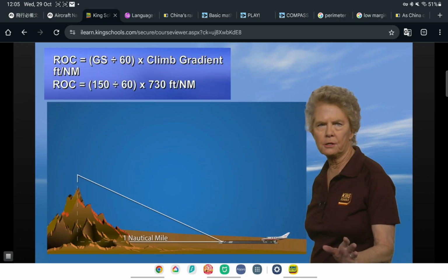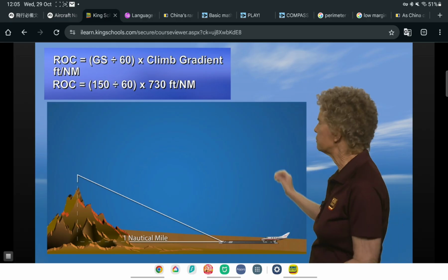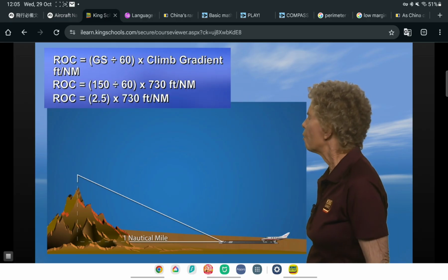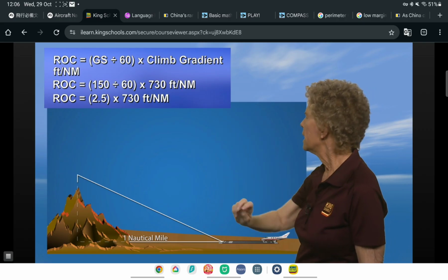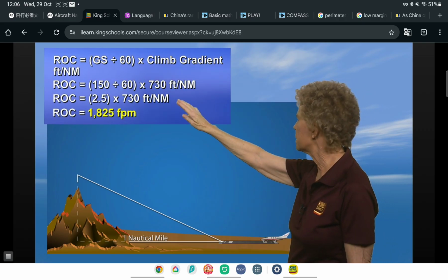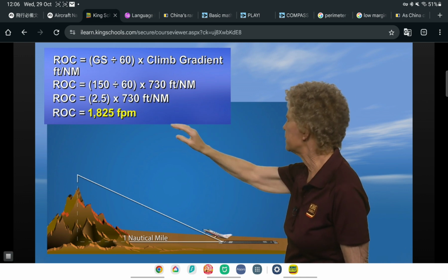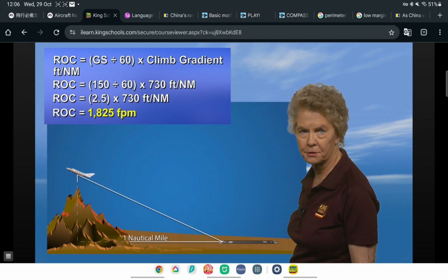Now just plug in your ground speed of 150 knots and the 730 feet per nautical mile climb gradient. 150 divided by 60 is 2.5, and 2.5 times 730 is 1,825 feet per minute. It's a good thing you're flying your jet today.